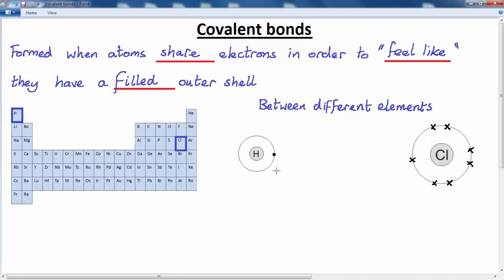So what will happen when the two elements react is that the hydrogen atom and the chlorine atom will come together to share their electrons like this. So hydrogen shares its electron with the chlorine, and the chlorine shares its electron with the hydrogen. That's to say the hydrogen feels like it's got 2 electrons in its outer shell, and likewise the chlorine feels like it's got 8 electrons in its outer shell. So both are happy. Okay, so these are the shared electrons.